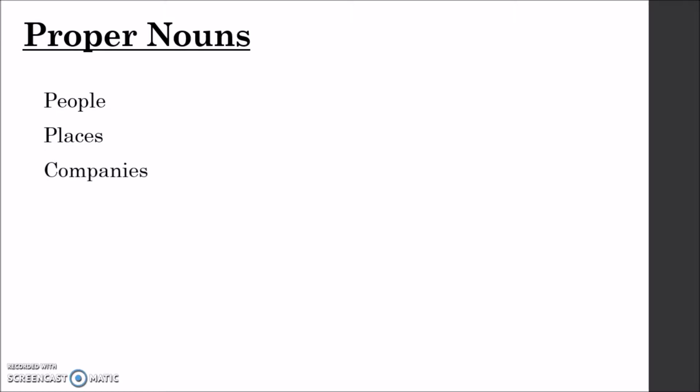Companies, like the names of businesses, nationalities, like African, Canadian, American, etc. Also note that this type of noun needs to be written with a capital letter on its first letter.